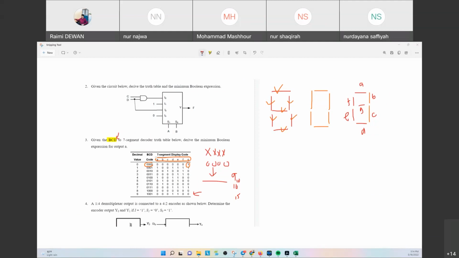Now the encoder is, wait, I'm trying to find the word. Is the encoder less to many or many to less? If this is the input and this is the output, is the encoder many to less or less to many? Okay, so it's many to less.